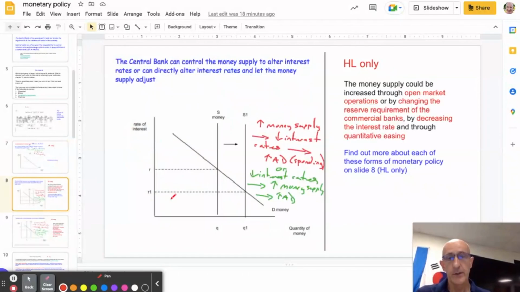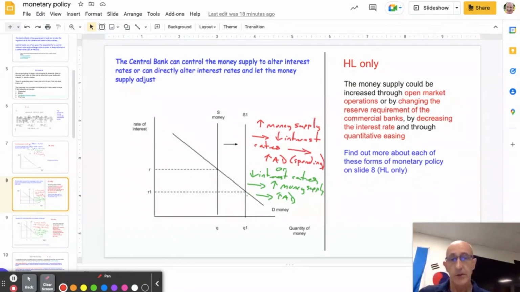So what that means is that the money supply and interest rates can be altered by the central bank in order to meet their monetary policy needs. And it doesn't matter which way around they do it. The central bank could focus on increasing or decreasing the money supply and having the impact on interest rates, or it could change interest rates, which will in turn impact on the money supply.